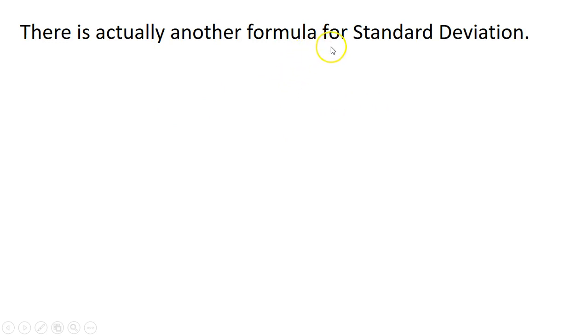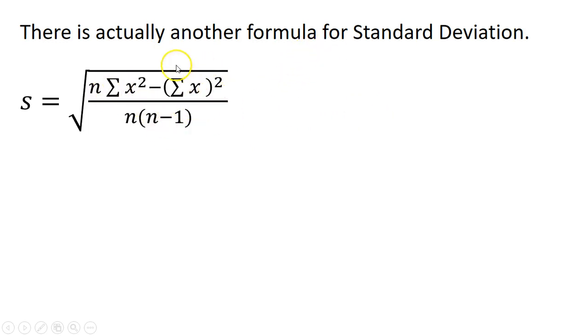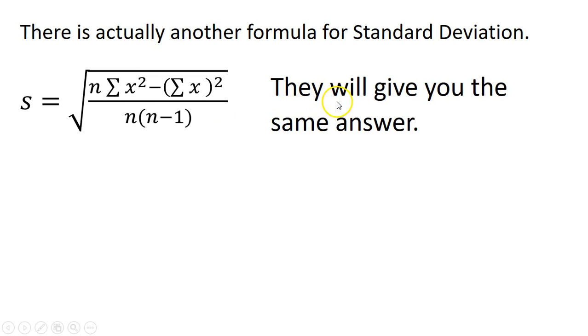There's actually another formula for standard deviation. It kind of looks like this. Looks a little more crazy, right? They will give you the same answer, this and the other one. This is saying, find the summation of just that item, whatever that item is, squared, and times that by the sample size, minus the sum of all the values, squared, and then divide that by the sample size times 1 less than that, and square root it.